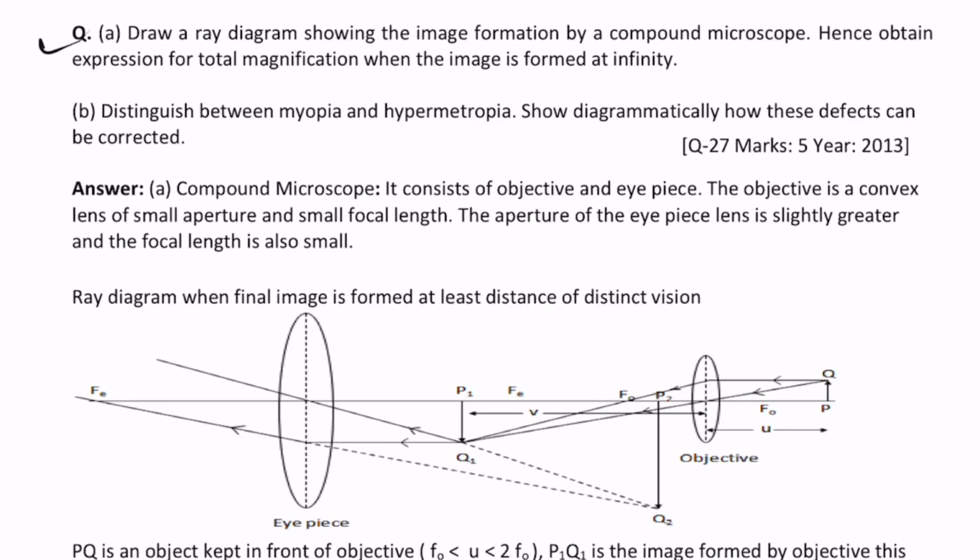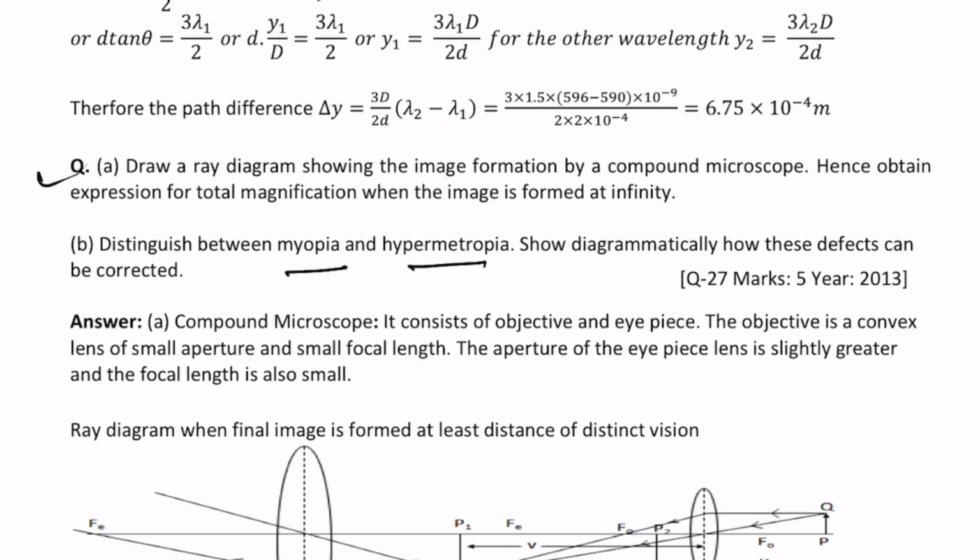Draw the ray diagram showing the image formation by a compound microscope. This was already explained. Distinguish between myopia and hypermetropia. Now this is something new. Our human eye suffers from defects. Myopia means short-sightedness. Hypermetropia means long-sightedness. Short-sightedness means you can see the nearest object, but you cannot see the distant object. Long-sightedness means you can see the distant object, but you cannot see the nearer objects.